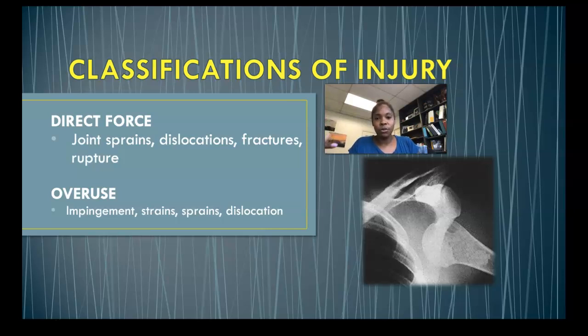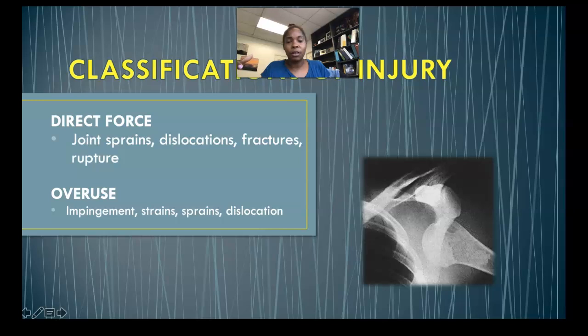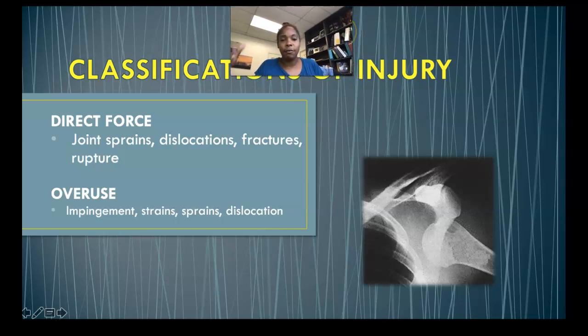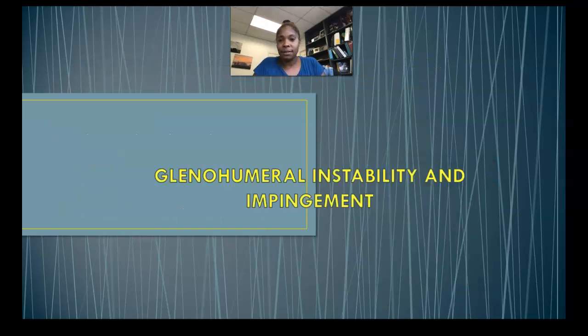And then we have overuse injuries, which we're not going to spend a whole bunch of time talking about in this class. You'll spend a whole bunch of time on that in your evaluation of upper extremity class in the fall. But overuse injuries can include anything like impingement syndrome, strains, sprains, and certainly a dislocation could lead to several different overuse injuries within the glenohumeral joint. So these are just the different classifications of injuries that can occur in the shoulder. We're going to talk about the most common that you might see currently in clinical practice.